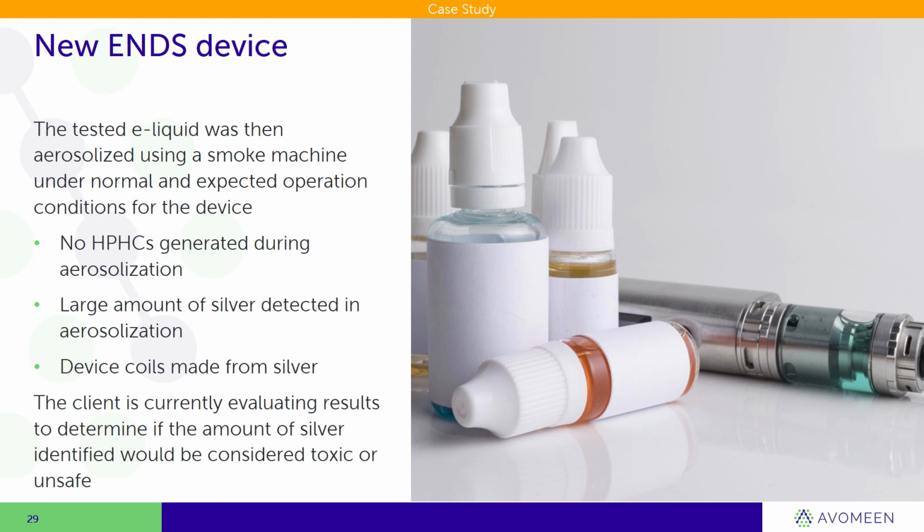The tested e-liquid was then aerosolized using a smoke machine under normal and expected operating conditions. No HPHCs were generated during the aerosolization. However, a large amount of silver was detected during aerosolization. So it was determined that the coils, which are part of the e-liquid device and heat the liquid in the device, are generally made of silver. In this case, the silver was leaching into the e-liquid as it was being heated or aerosolized.